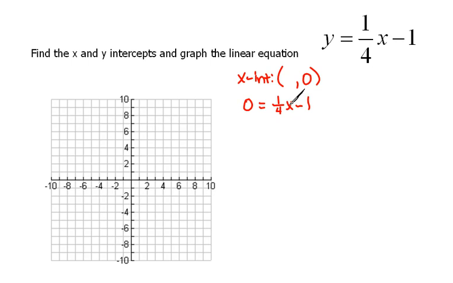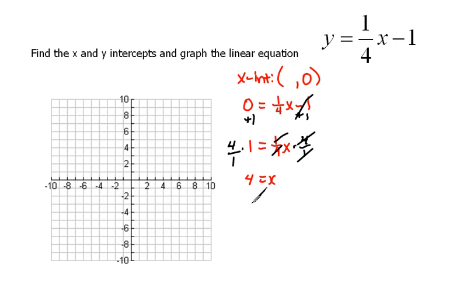Now we have to solve for x. So first things first, we're going to add 1 to both sides to get the numbers on one side, letters on the other. 0 plus 1 is 1 equals 1/4 x. Now, I want to get x alone, so the opposite of multiplying by 1/4 would be to divide by 1/4, but we do not divide fractions. Instead, we flip and multiply. So we would be multiplying by 4/1. Now that would cancel. So we would have 4 times 1 is 4 equals x.